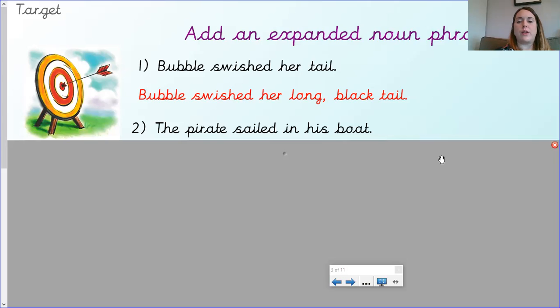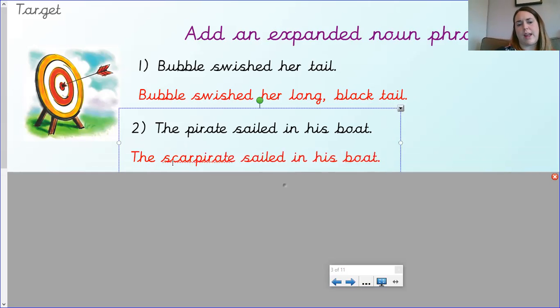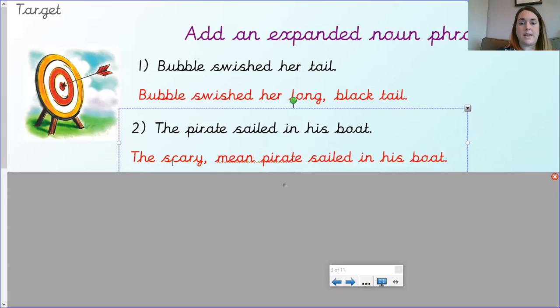The pirate sailed in his boat. Now you don't need to write this down in your home learning book. If you've got some scrap paper, write it on some scrap paper. Otherwise, just hold it in your head. How could we add an expanded noun phrase to this sentence? I'd like you to pause the video and give it a go. What could we do? The scary, mean pirate sailed in his boat.